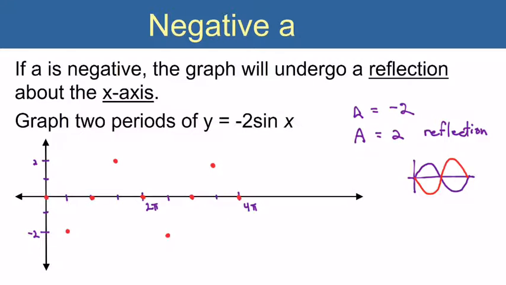So middle, low, middle, high, middle, and then repeat. And we'll connect the dots. Okay, there is our graph of -2 sine x.